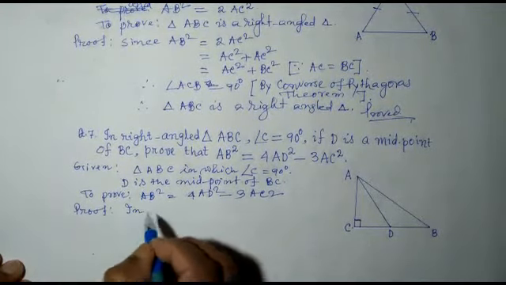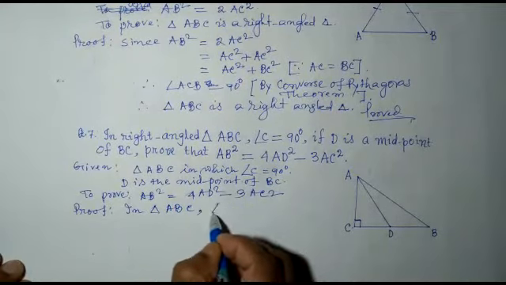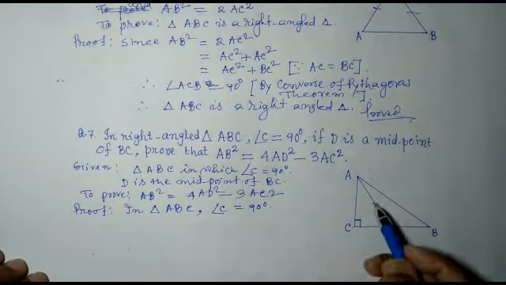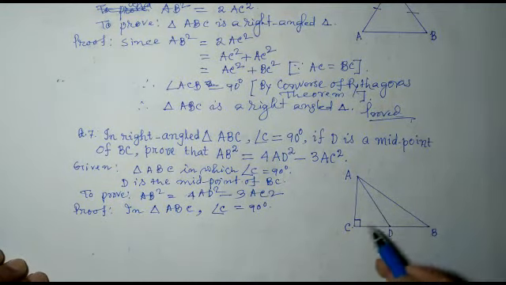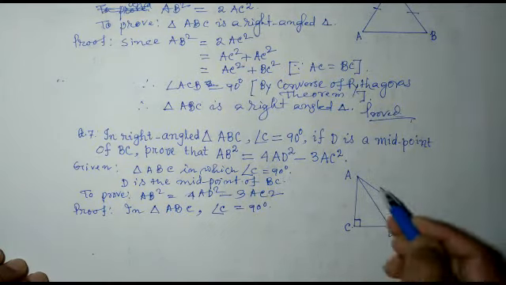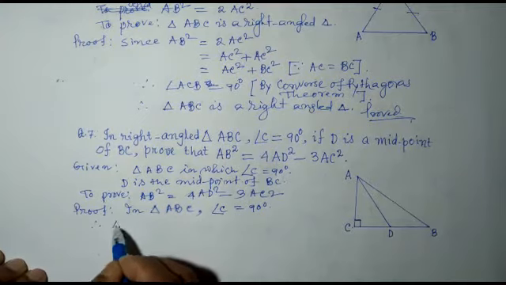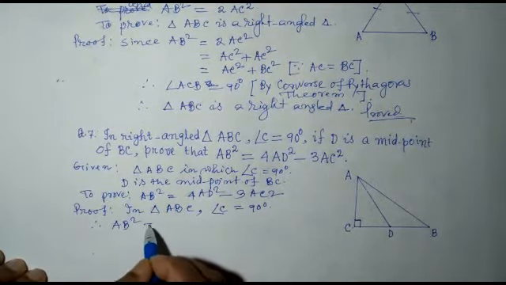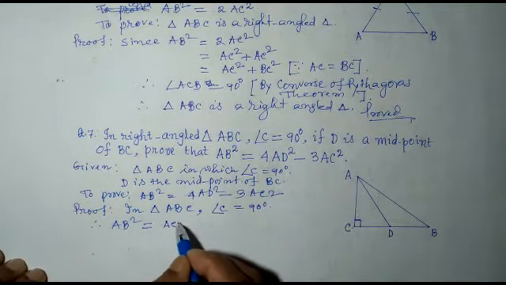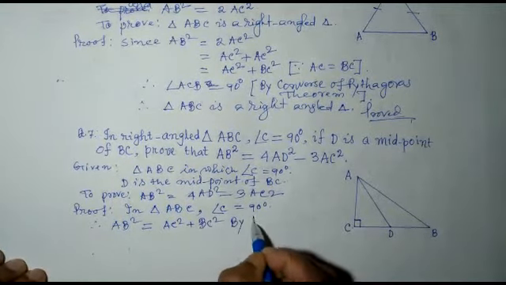See, in the triangle ABC, angle C is 90 degrees. This is given. So by Pythagoras theorem, forget this line AD, you take this triangle ABC, so the hypotenuse will be AB. So we can write, therefore, the square of the hypotenuse is equal to the sum of the squares of the other two sides. The other two sides are AC and this BC. AB square equals AC square plus BC square. You have to write by Pythagoras theorem.